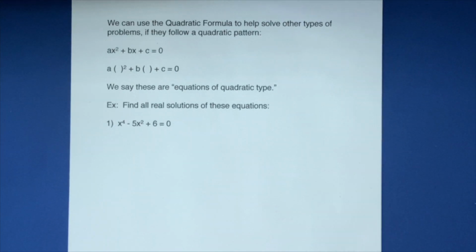Woohoo, welcome back. Today we're going to be working on the second half of 1.6, and these are problems that do look like they're quadratic, they're just a little bit off. So in other words, they follow the same pattern, but they're not quite quadratic. What do I mean by this?